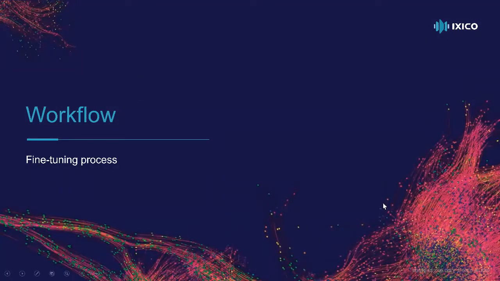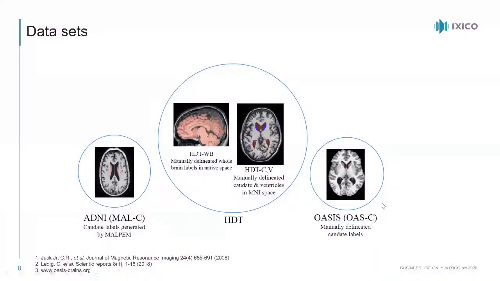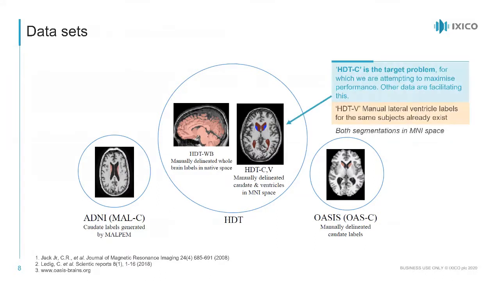So I'll now introduce the workflow and the data that we are feeding into our pipelines. We have 5 tasks on this screen here, and these are the data sets that we've used throughout. The target problem is the caudate segmentation for an HD population, so it's an HD trial here, and we have gold standard segmentations outlined in blue for subjects collected in MNI space. For the same set of subjects, we have lateral ventricle labels collected in the same space, so that forms a related task but a different anatomical structure.